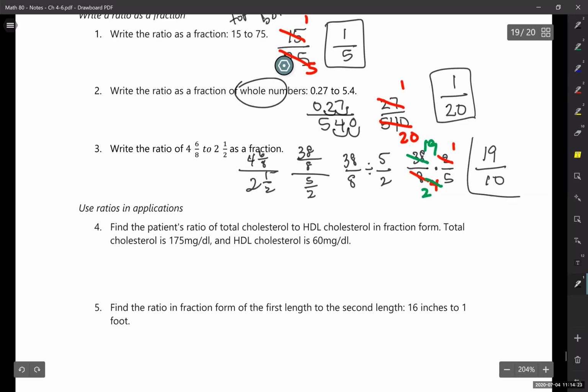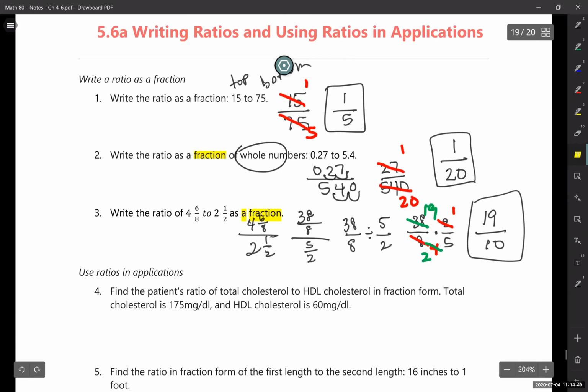So it said to write the ratio as a fraction, not as a mixed number. In the past, I've said you should always write the answer the way the question is asking it. However, this is being very specific. It says write it as a fraction. And it says that in every problem. Write it as a fraction, write it as a fraction, write it as a fraction. So that means reduce it, but it means no mixed numbers and no decimals in your final answer. Okay, so that's the first part.